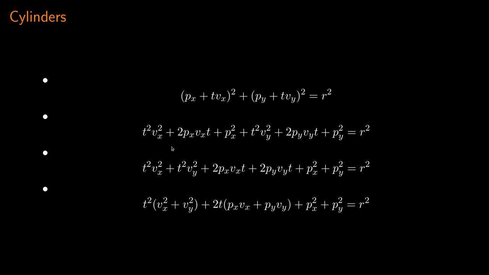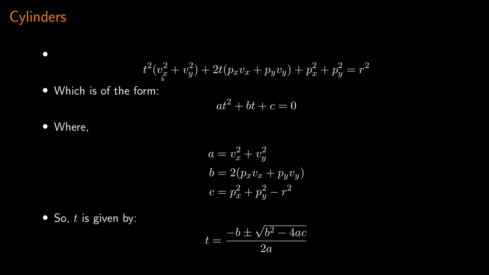And if we rearrange that by collecting terms together, we bring the two t squared terms together, plus 2px vx t plus 2py vy t, bringing these two t terms together, plus px squared plus py squared is equal to r squared. From there, we can rearrange it into this form: t squared multiplied by (vx squared plus vy squared), plus 2t multiplied by (px vx plus py vy), plus px squared plus py squared is equal to r squared.